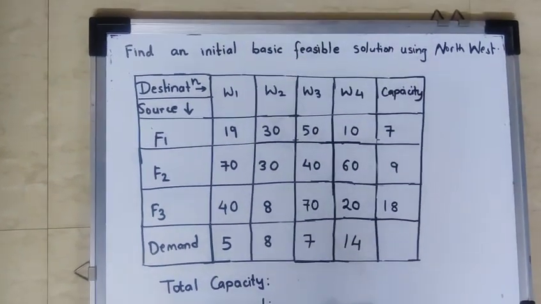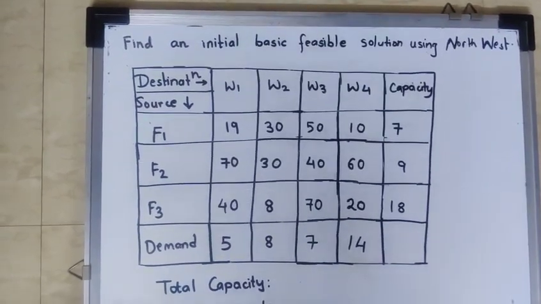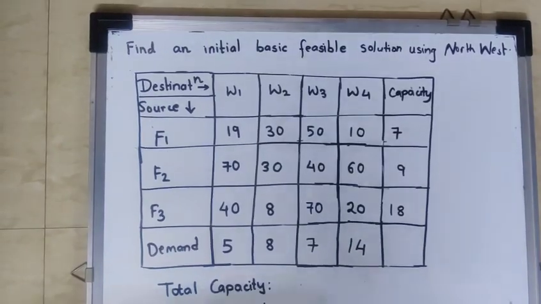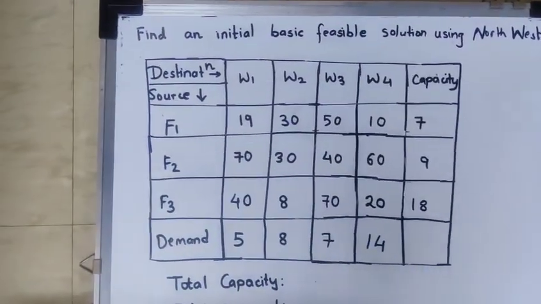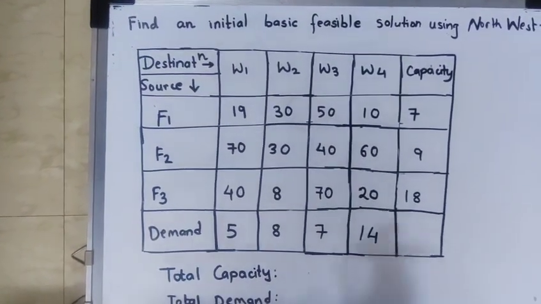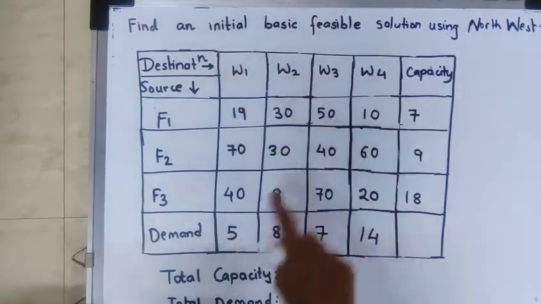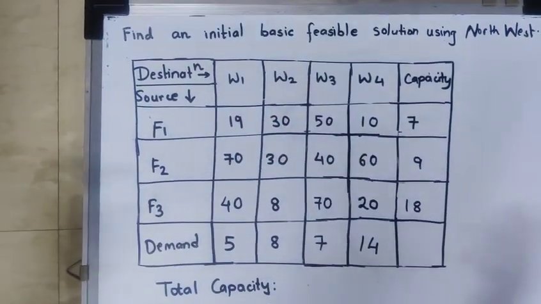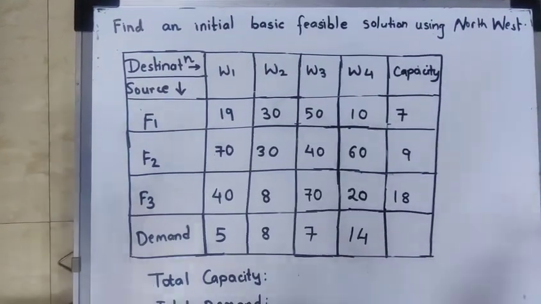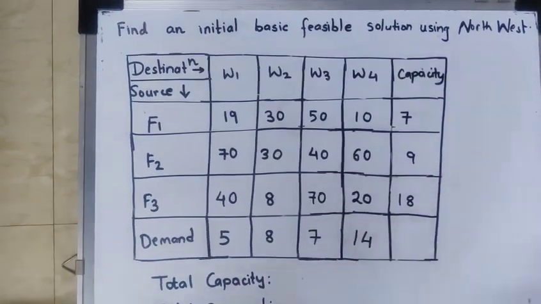In today's video, we are going to see how to solve the transportation problem by using the northwest corner method. First, let us talk about what the transportation problem is. A transportation problem has sources and destinations, and the aim is to reduce the transportation cost and make it as minimum or as small as possible.